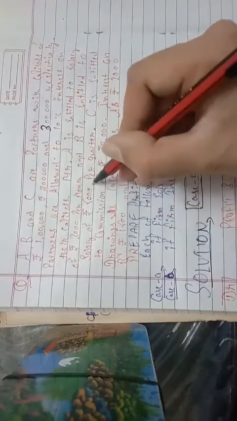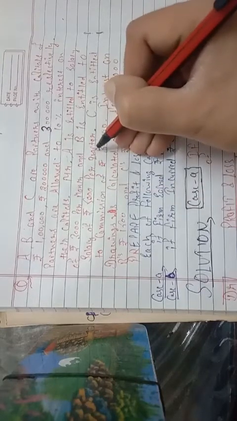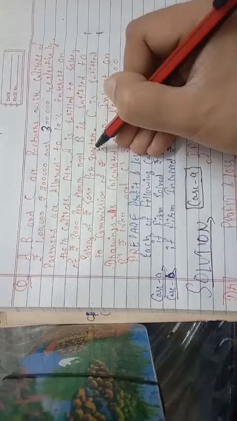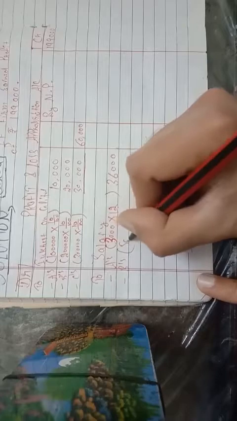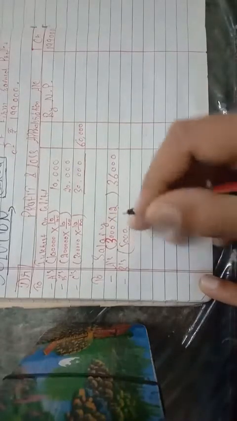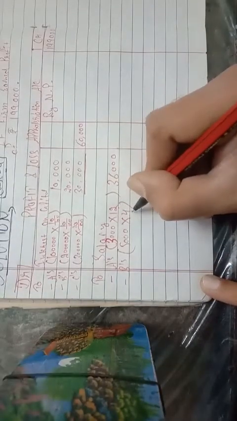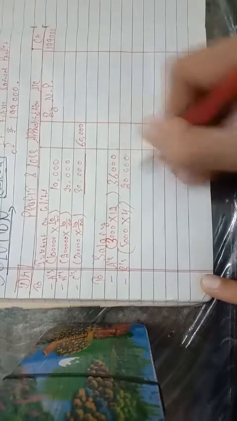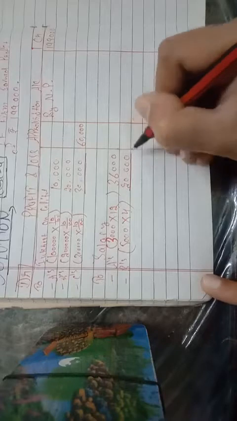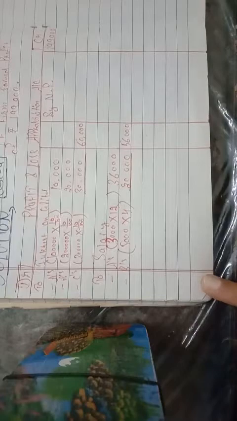And B is entitled to a salary of 5,000 per quarter. How many quarters are there in a year? 4 quarters. So yearly salary will be 5,000 into 4, because there are 4 quarters in a year. So B's salary for the year will be 20,000. Total salary of A and B will be 56,000 in the main column.